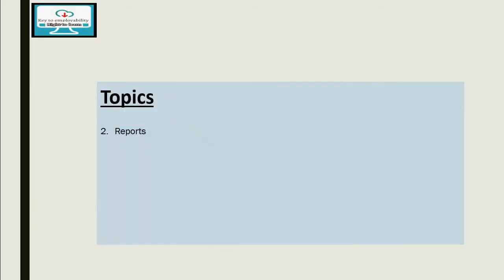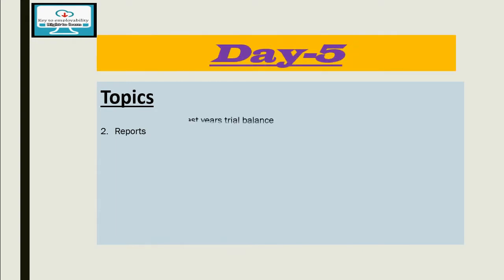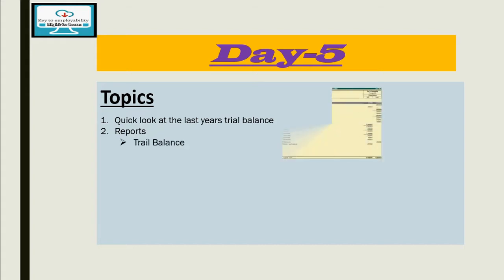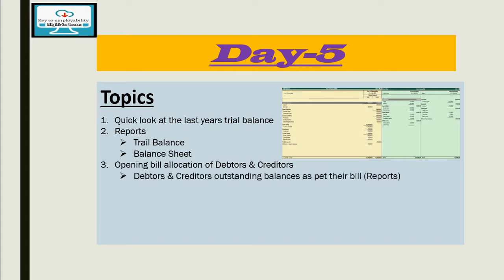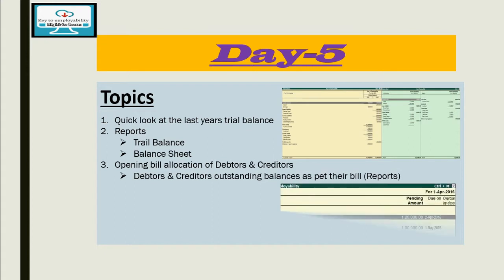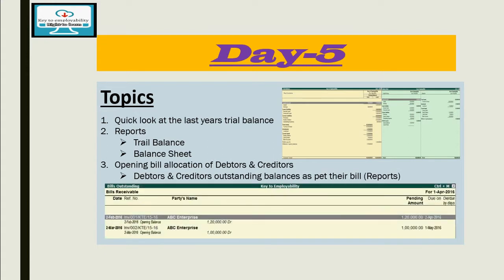Let's start. Before we go to day 6, we are going to discuss what we did in our last session, day 5. On day 5 we checked some reports like the trial balance and balance sheet, how to check the trial balance and how to check the balance sheets. After that we also discussed how to allocate the opening balances of debtors and creditors, and how to check the report after allocating them.